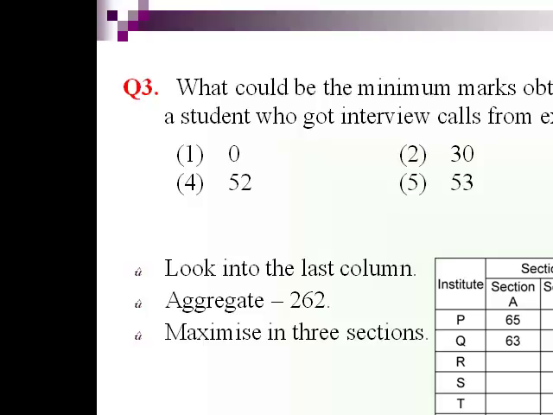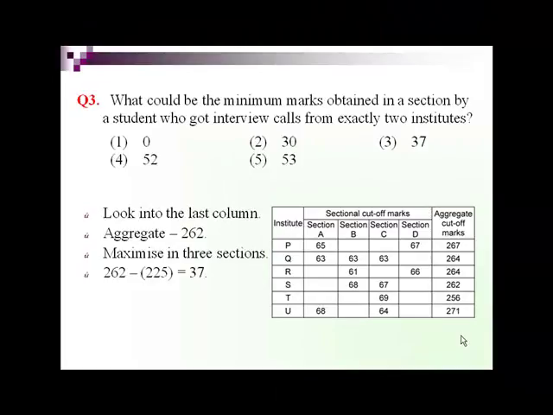Now the requirement is to minimize the number of marks in one of the sections. So we'll maximize the marks obtained by the student in the other 3 sections. Because the maximum marks is 75, he is getting 75 marks in sections A, B and C, and the remaining marks, that is 262 minus 225, comes to 37 marks. 37 marks are scored by the candidate in section D. So therefore, the marks scored by the student in one of the sections, at least, has to be 37 marks.